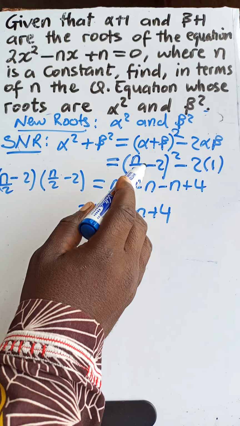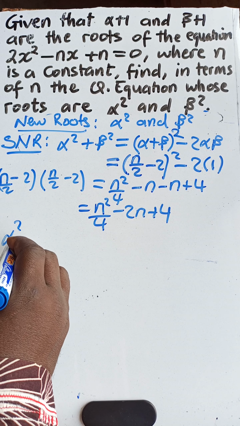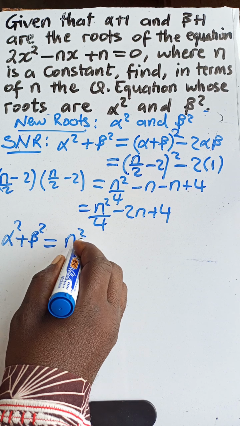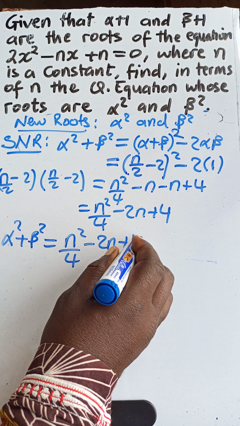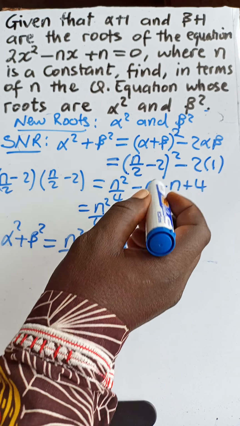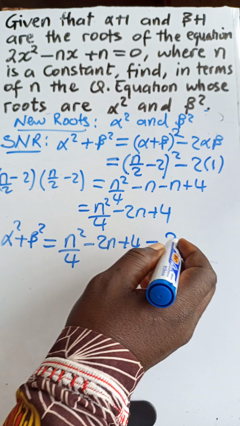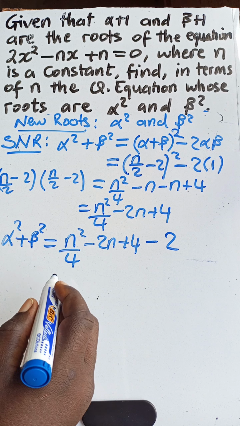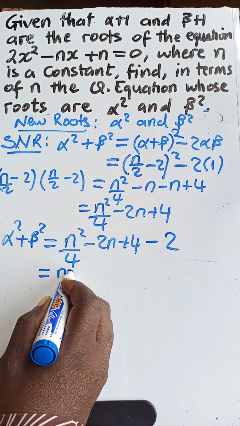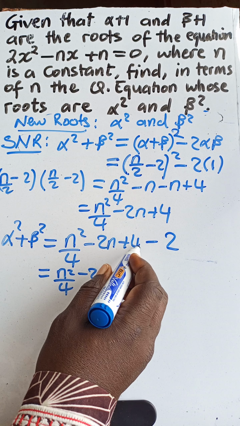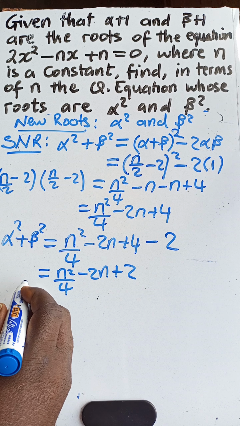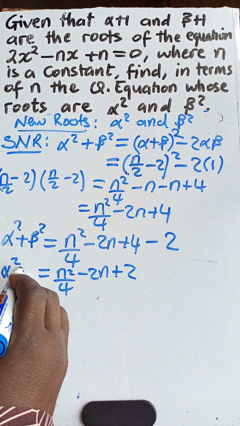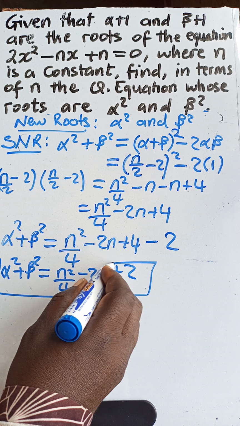Now, let us carry this and put it here. So that we'll have alpha squared plus beta squared to be equal to, in the place of this, we're going to write this. We have n squared all over 4 minus 2n plus 4 for this. All right? And then minus 2. Okay. So this gives us n squared all over 4 minus 2n. 4 minus 2 is 2. Okay. So that is it for sum of new roots.